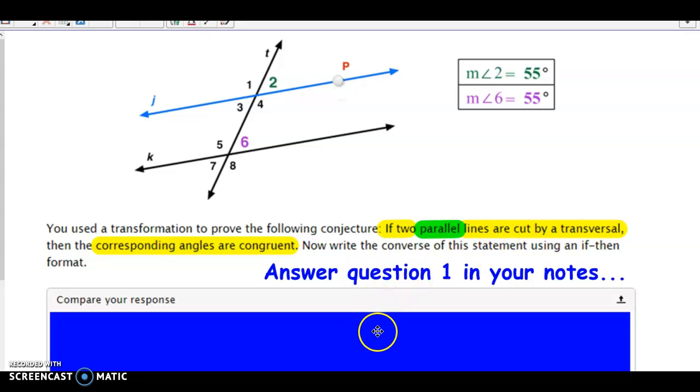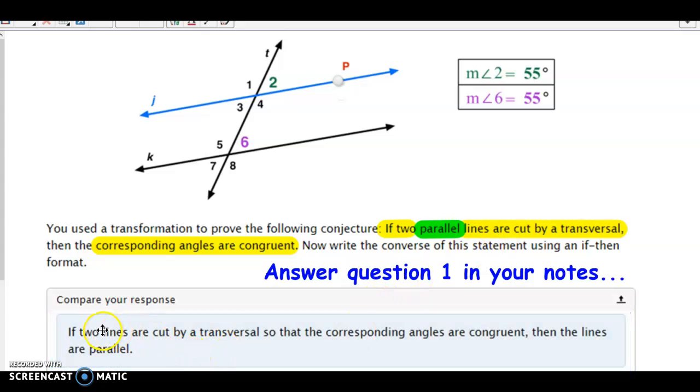So the way that we would write the converse of this theorem is if you have two lines cut by a transversal so that the corresponding angles are congruent. That has to be the given part. You have to have two lines cut by a transversal with corresponding angles congruent. The conclusion, the then part of your statement, will be that the lines have to be parallel as a result of that relationship. Okay, so again, that's question 1 in your notes. If two lines are cut by a transversal so that the corresponding angles are congruent, then the lines are parallel.